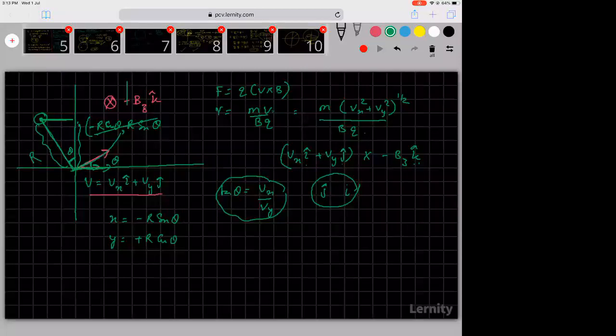Everything will be the same. Instead of v, I just substitute (vx squared plus vy squared) whole power half, Pythagoras theorem. Can you spend a little time thinking about it?